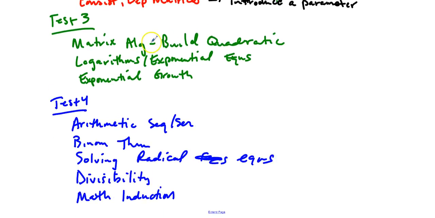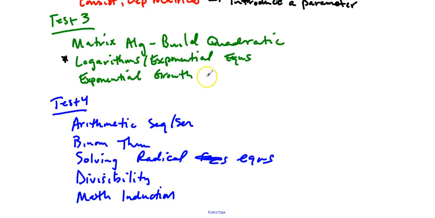Test 3, more matrix algebra, building a quadratic using matrix algebra, given 3 points. Logarithms and exponential functions was the main topic on here. So we're talking properties of logarithms, properties of exponents, those types of things. The exponents part should have been reviewed. Logarithms, we definitely expanded on.